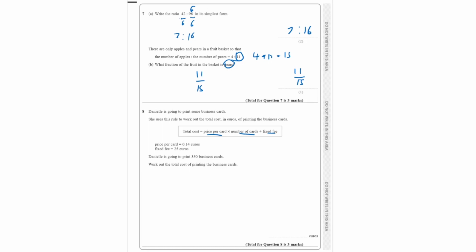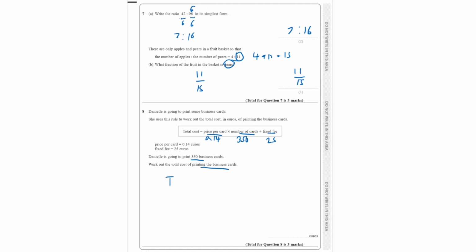Price per card is 0.14 euros. We can actually write that down here, 0.14. Fixed fee is 25 euros. Danielle is going to print 350 business cards. We can write here 350. Write down the total cost of printing the business cards.